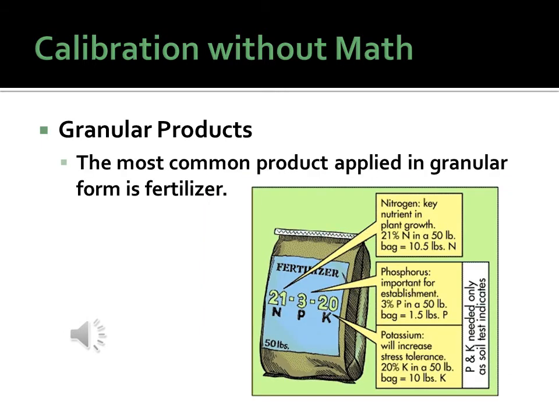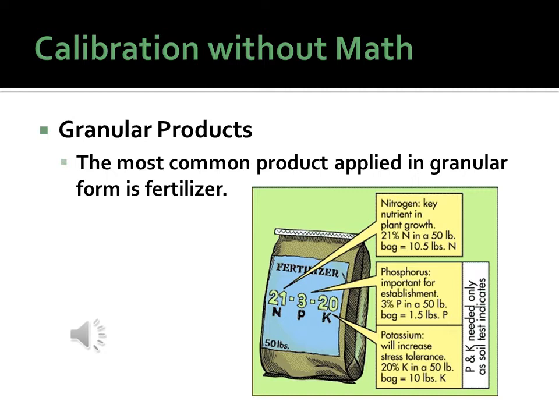All right, granular products. The most common product applied in granular form is what? Fertilizer. And then you can see there's the little ratios, your NPK. Anybody tell me what that means? We'll get into that a little bit later too, but what does your N stand for? Nitrogen. All right, what does your P stand for? And what's your K? Potassium. So there we have a picture of a 21-3-20.